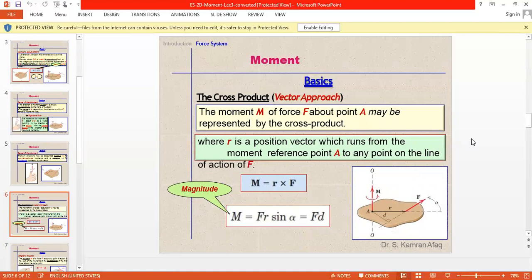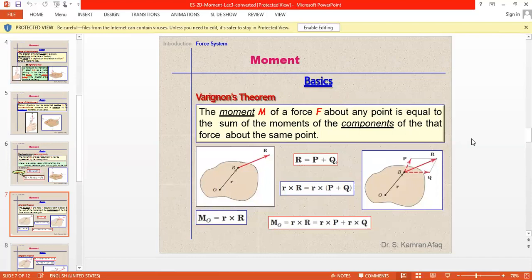Cross product or vector approach. The moment M of the force F about point A may be represented by a cross product, where r is a position vector which runs from the moment reference point A to any point on the line of force F. So moment is equal to r cross F. You can say M is equal to F r sin alpha, which is equal to F d.